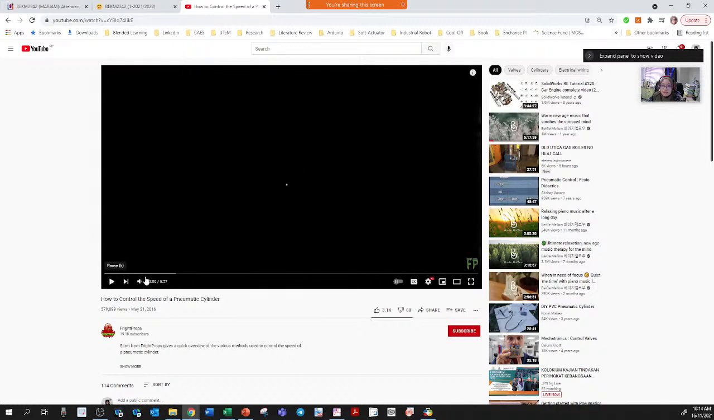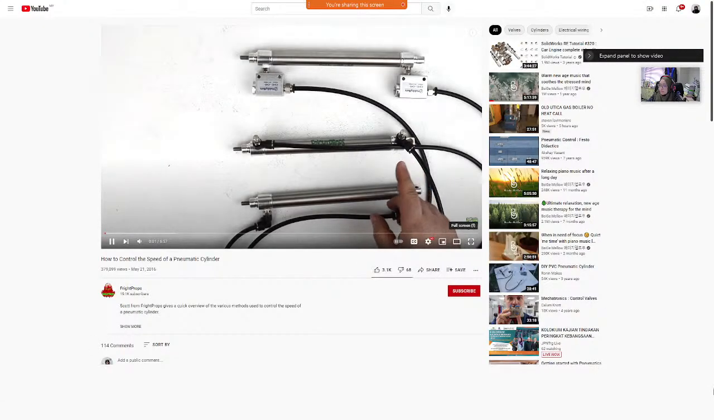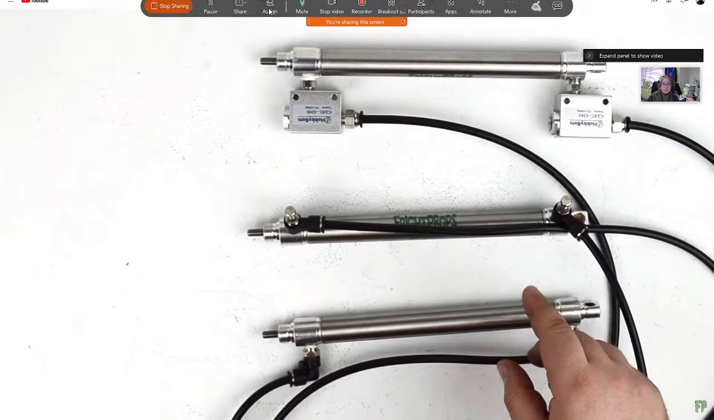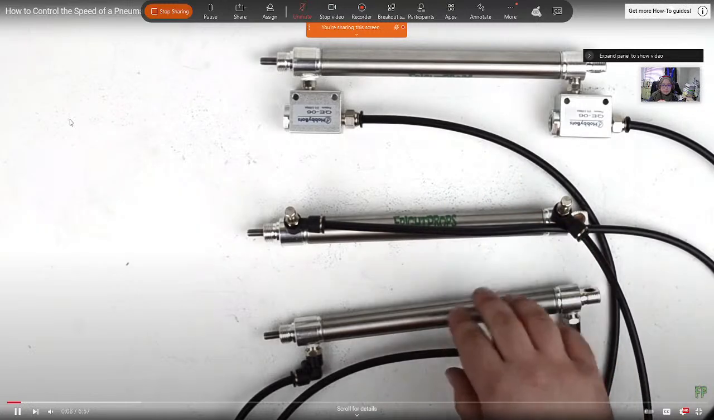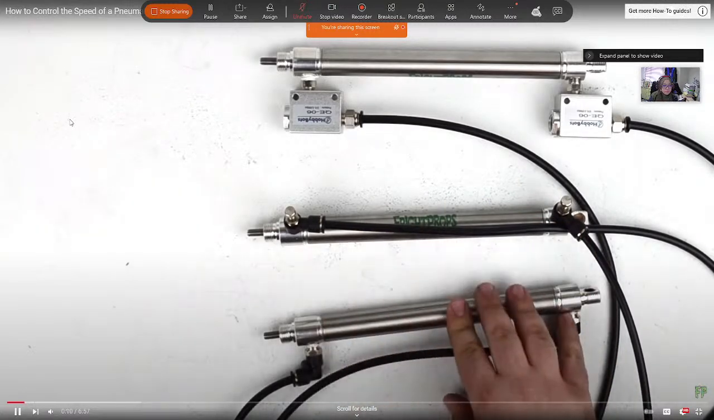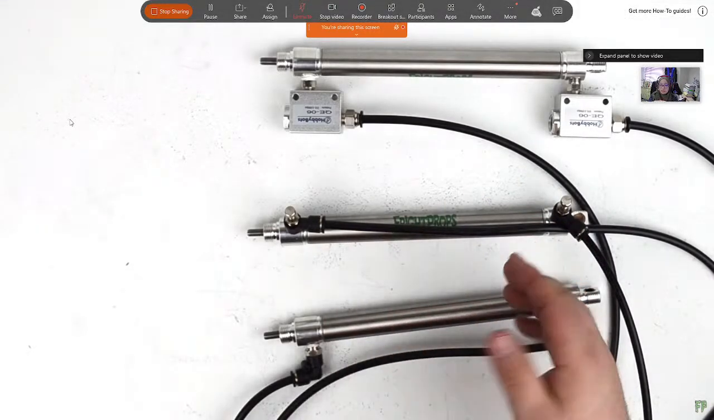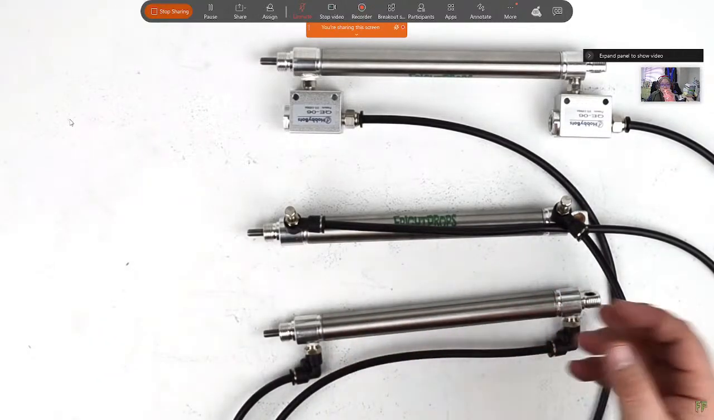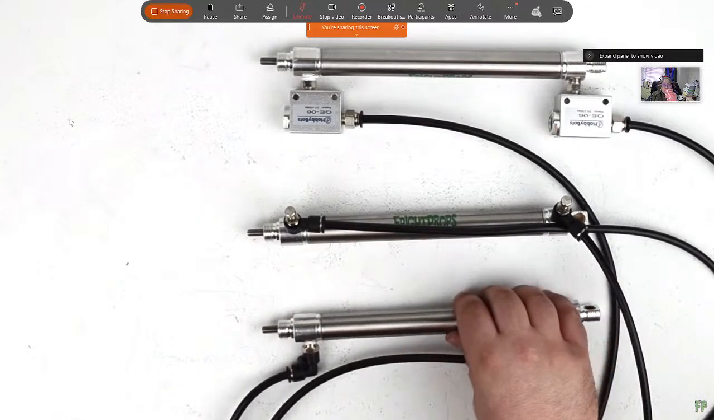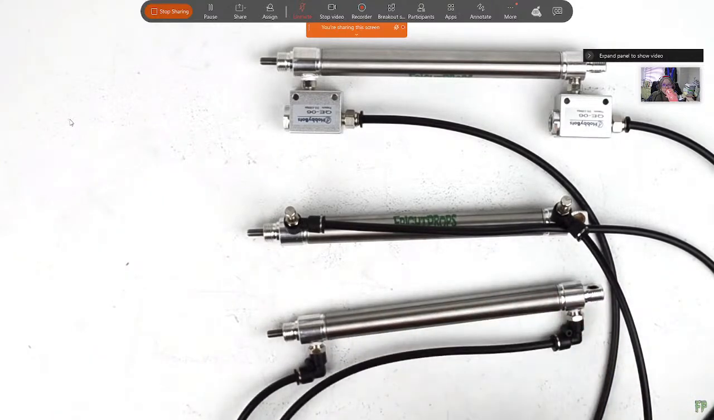Alright, so let's start. Hey guys, Scott from Freight Props here, and today we are going to be talking about controlling the speed of a pneumatic cylinder. So we have a couple of cylinders set up here with a couple of options as far as controlling the speed. We get this question pretty frequently: how do I control how fast my cylinder moves? Can I make it go faster? Can I slow it down? And the answer is yes, and here are a couple of ways you can do that.